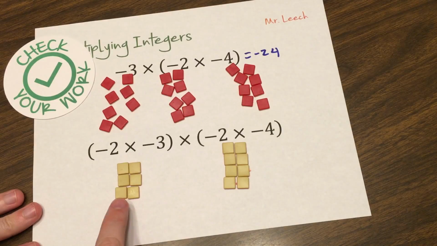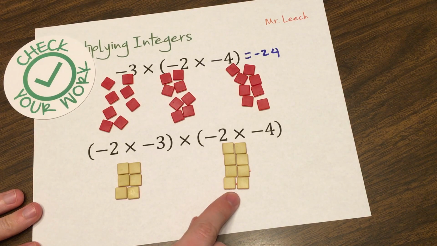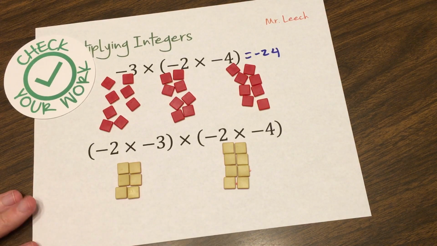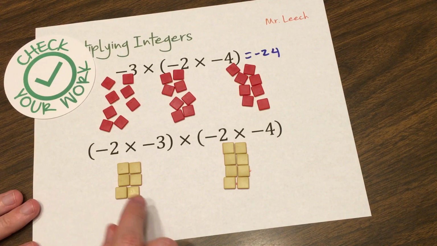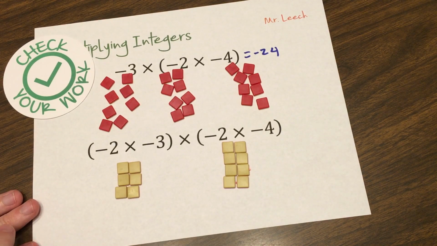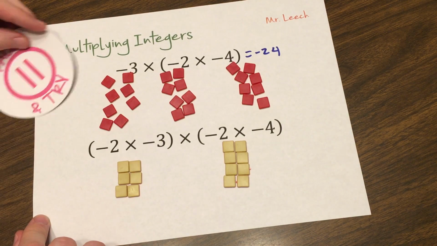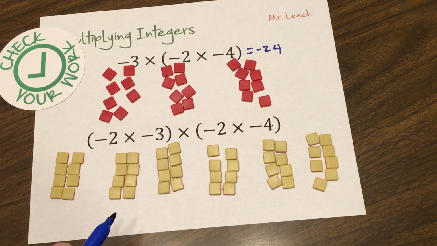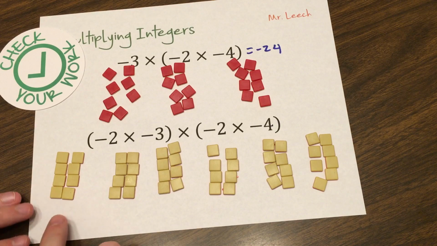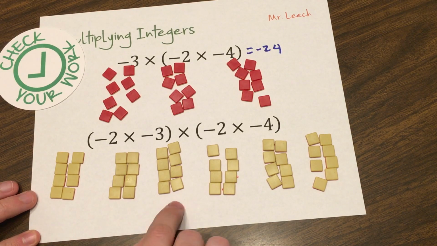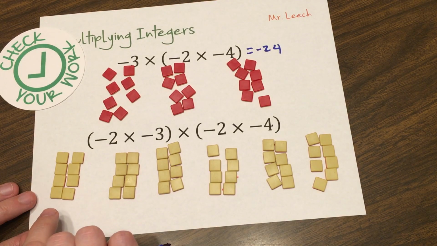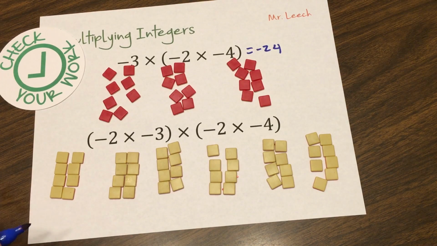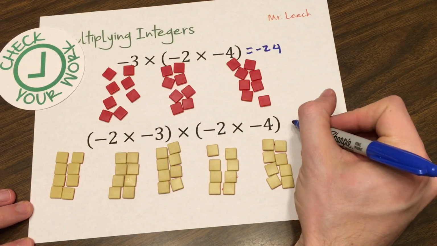We can see that this is a +6 times a +8. So now all I need to do is just multiply those together. So I'm going to make 6 groups of 8, and that will be my final answer. You might not have as many algebra tiles as I do, but I ended up with 6 groups of 8 for a total of 48.